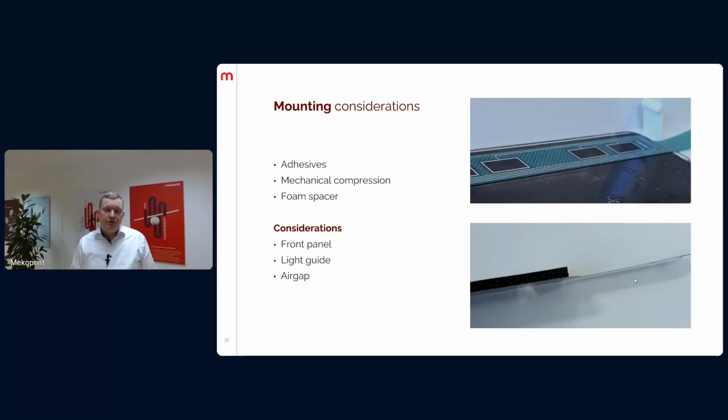Some customers prefer not to use adhesive, and in this case, the customer uses a mechanical compression force to keep the foil in its position. The advantage here is that it is easier to repair in case there is ever an issue with the touch foil. We also have the option to laminate foam spacers to the touch foil if needed. The foam can help to take up some of the tolerances in the assembly and ensure, again, a repeatable distance from the touch foil to the user interface. In general, it is important that we keep in mind we need to minimize the air gaps in the construction, as this will influence the touch functionality.